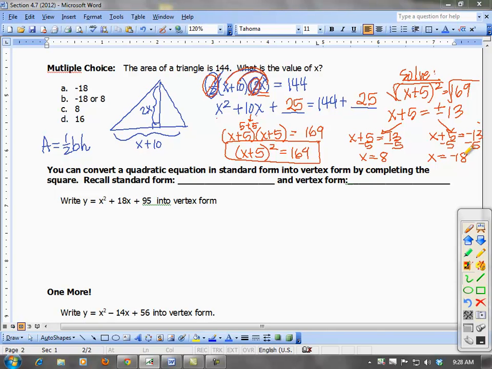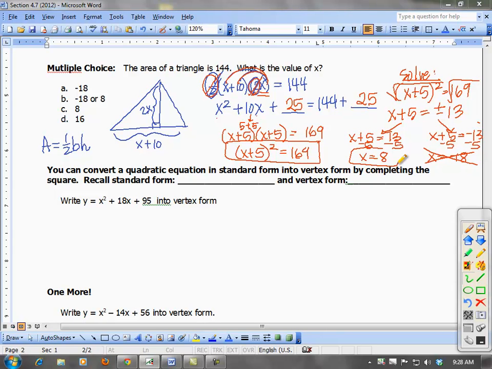Now, we told you should always have two answers. The problem is, now you have a context. If you look at your two answers, one of them is not appropriate. And the answer is negative 18 is not going to work because you cannot have a negative length to a side of a triangle.